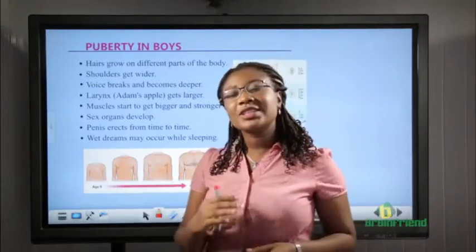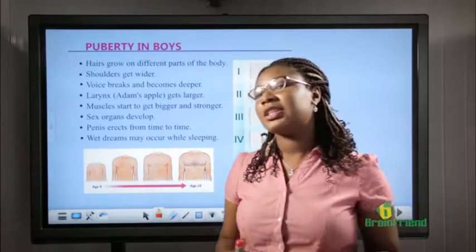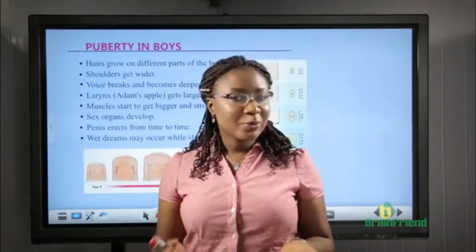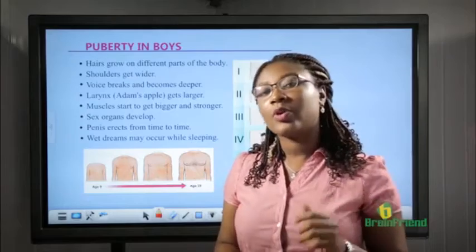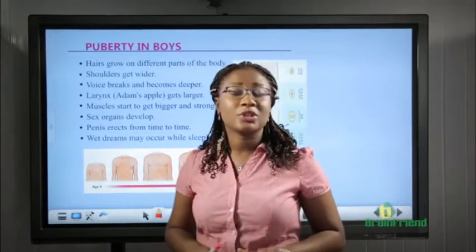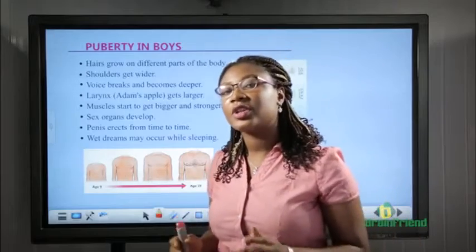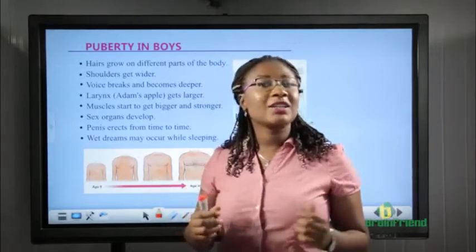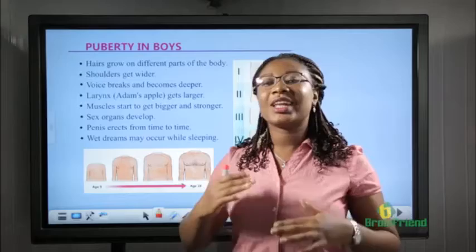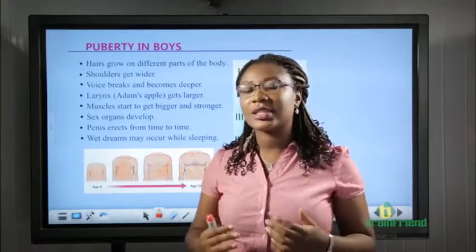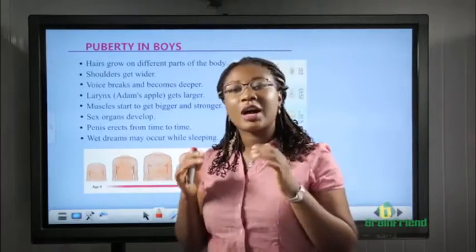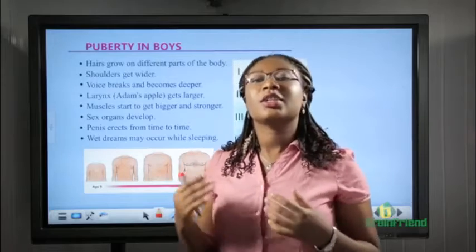Now, there are different signs in boys and in girls. Before puberty, the major sign in boys and girls is just in the reproductive organs. That's the boys having a penis and the girls having a vagina. While at the stage of puberty, you realize that there are different signs that go on in different aspects for the boys and the girls.